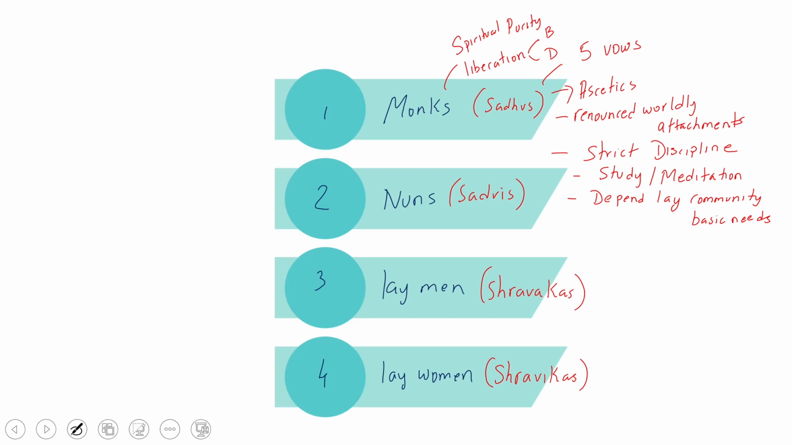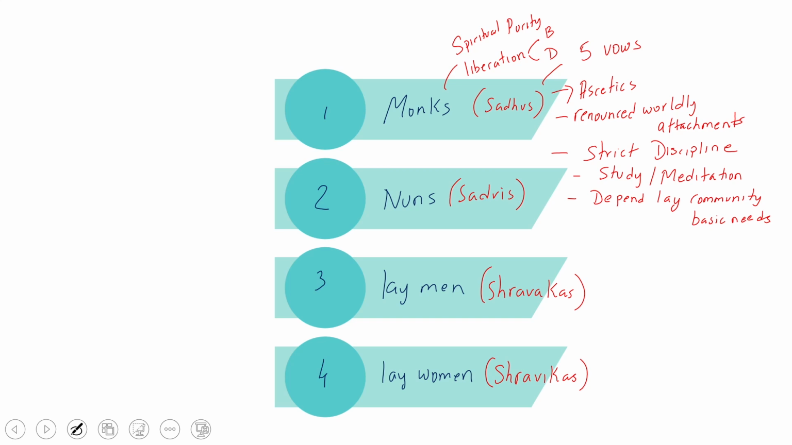So this is basically with regards to the role that the monks or the sadhus had, what were their practices. That means they had to renounce worldly attachments, live a life of strict discipline, follow the 5 vows, okay, and also depend on the lay community for their basic needs such as food and shelter. And apart from that, the goal was spiritual purity and liberation.